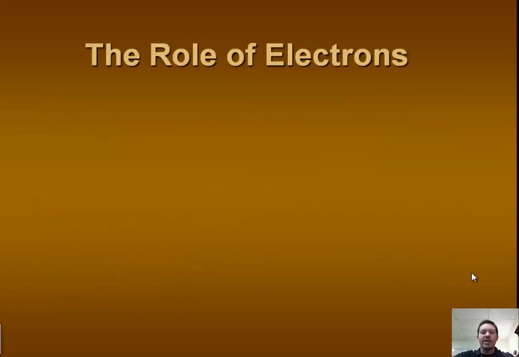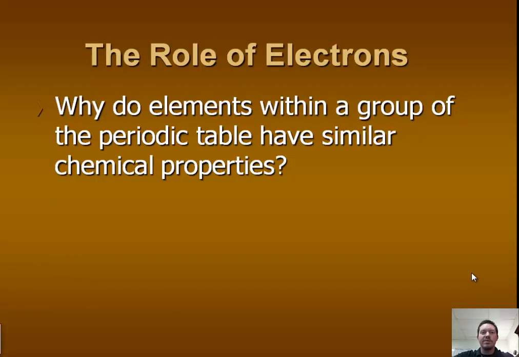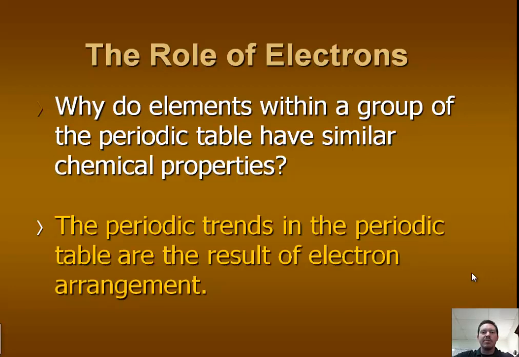Our first thing is to look at the role of electrons. So why do elements within a group of the periodic table have similar chemical properties? The result is of electron arrangement. The way the elements are arranged on the periodic table is based on protons, or atomic number, which with neutral atoms also happens to be the number of electrons that we have.